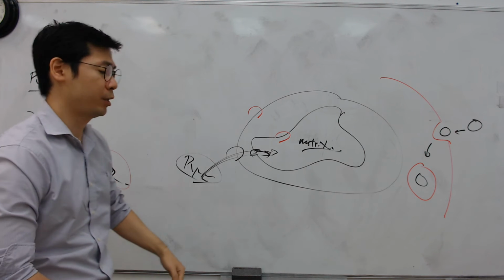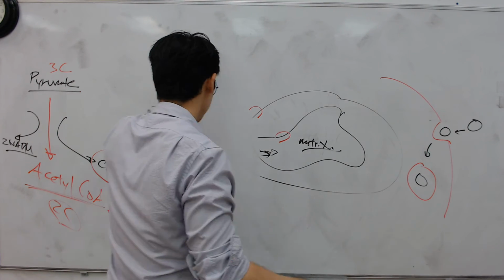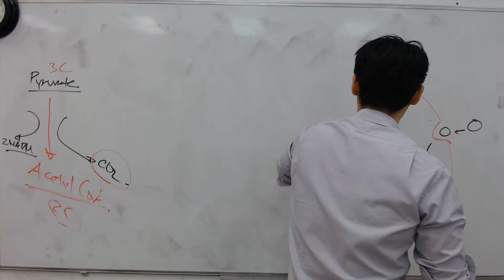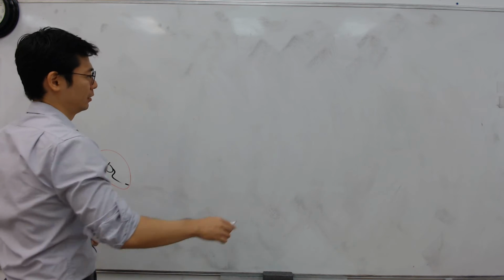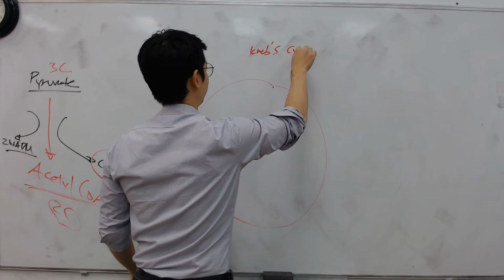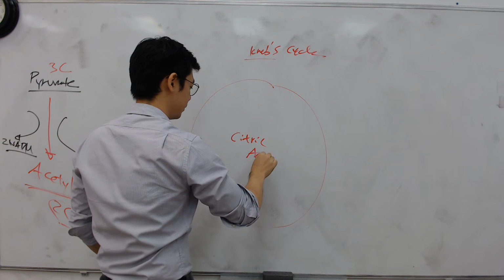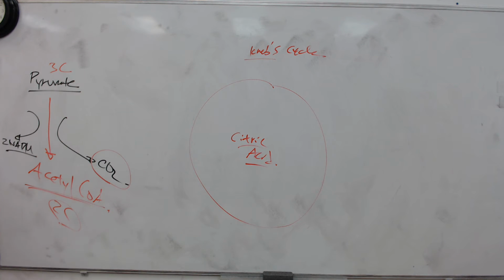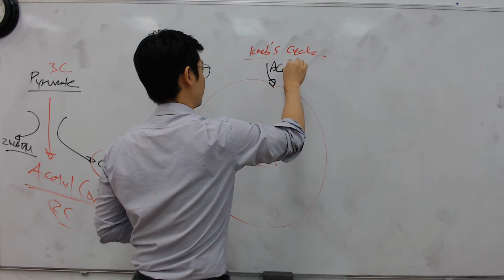Then in the matrix, with acetyl-CoA, they will now run the Krebs cycle. It's a cycle, called the Krebs cycle; the guy who figured this out, I think his name is Krebs. Sometimes they call it the citric acid cycle. You don't have to know the steps here, except for some parts. The acetyl-CoA that was produced goes in.